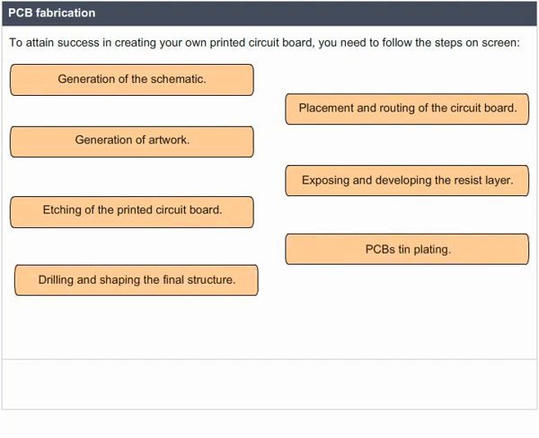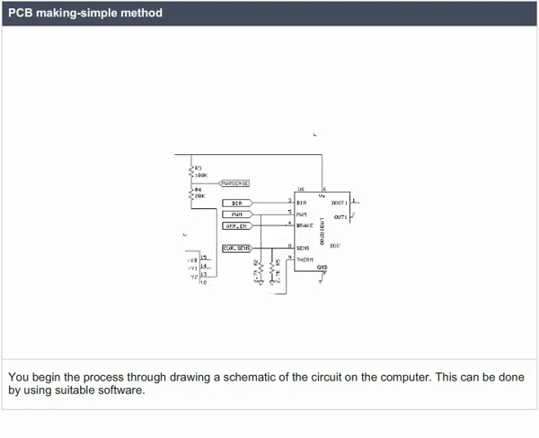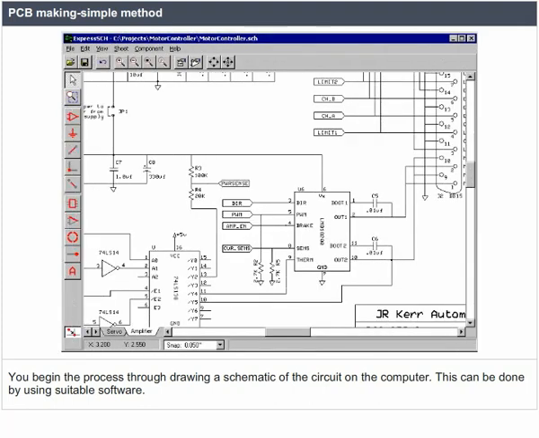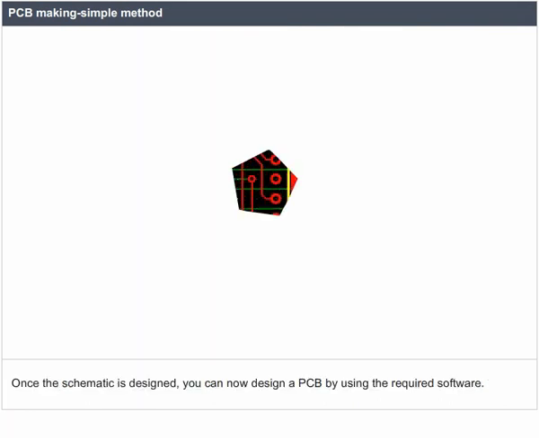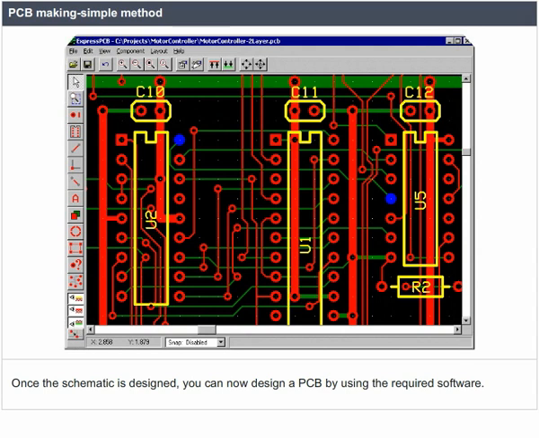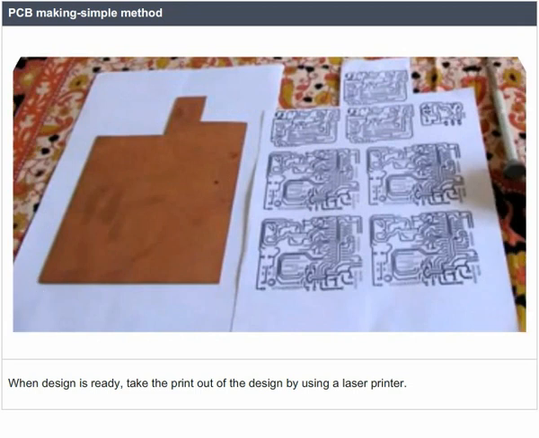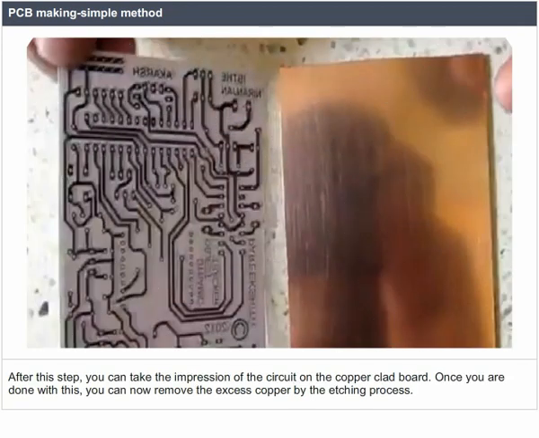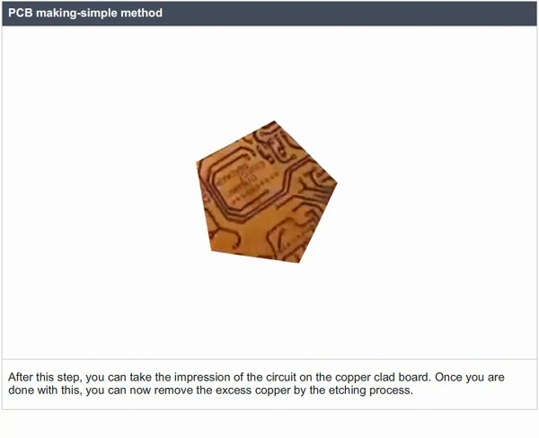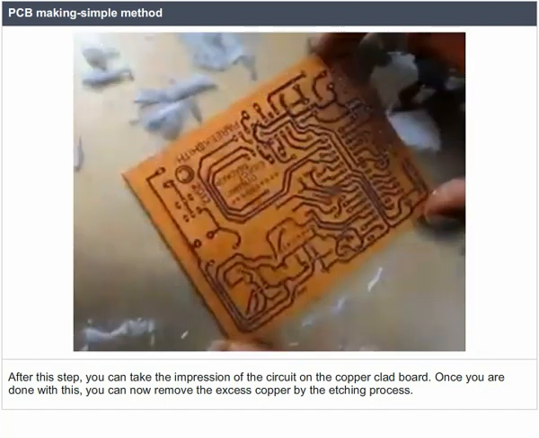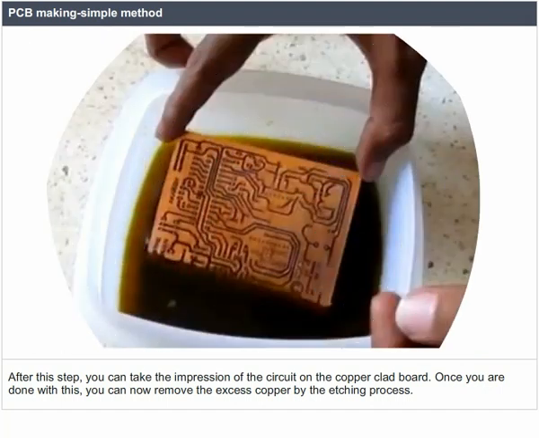PCB making, a simple method. You begin the process through drawing a schematic of the circuit on the computer. This can be done by using suitable software. Once a schematic is designed, you can now design a PCB by using the required software. When the design is ready, take the printout of the design by using a laser printer. After this step, you can take the impression of the circuit on the copper-clad board. Once you're done with this, you can now remove the excess copper by the etching process.